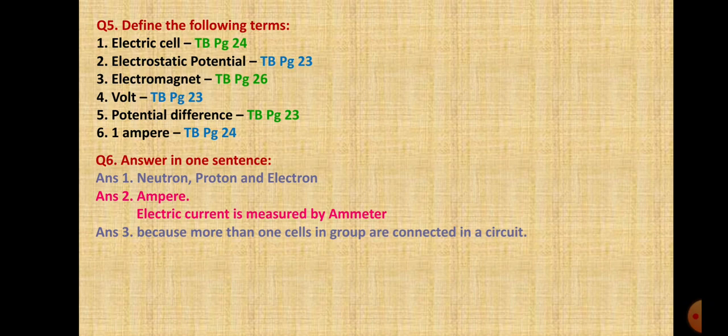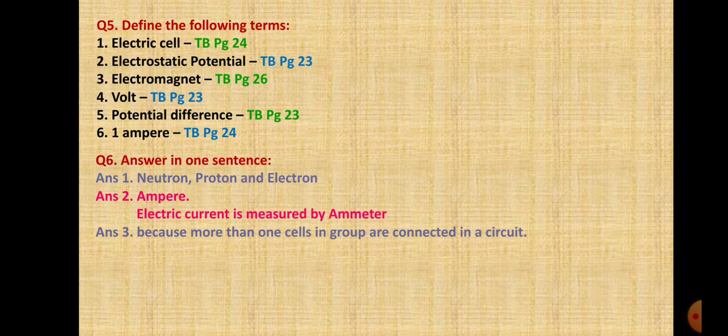So first you will copy the question. The car battery available in the market is called a battery and not a cell because more than one cell in a group are connected in a circuit. Okay, let's move on to the next.